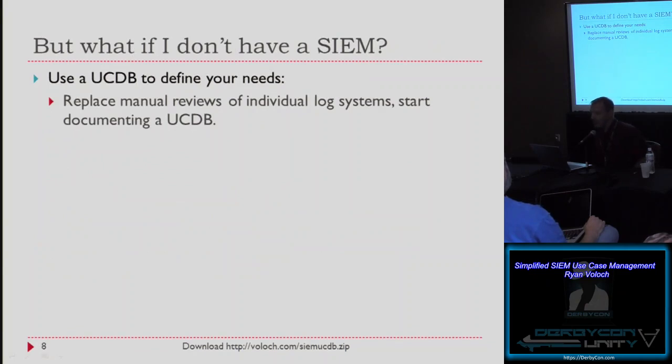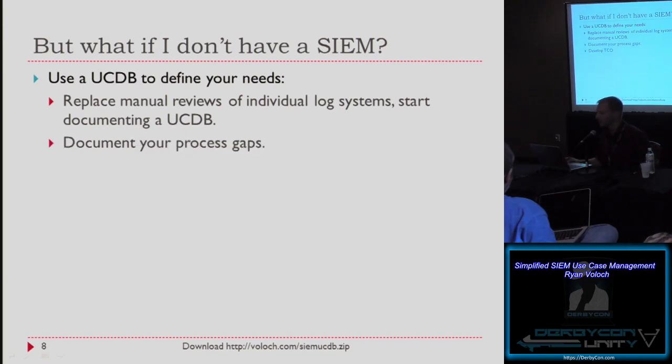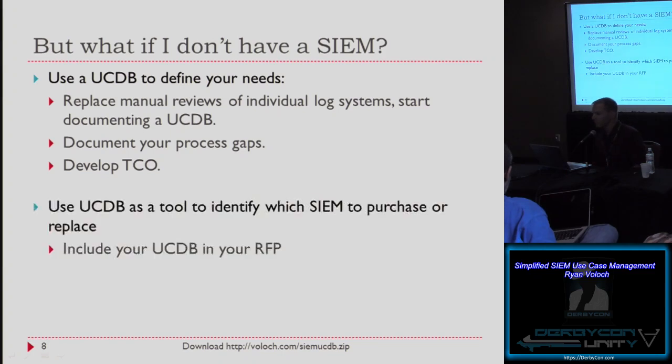What if I don't have a SIM? You could use the use case database to define your needs. Replace your manual reviews and actually start documenting what you're doing today in your manual reviews. Document your process gaps, and then you could also develop a total cost of ownership. Things like, if we collect this data, we'll be more accurate, and we'll spend less time looking at logs. You could also utilize the tool to replace an existing SIM that maybe can't do what you want it to do.